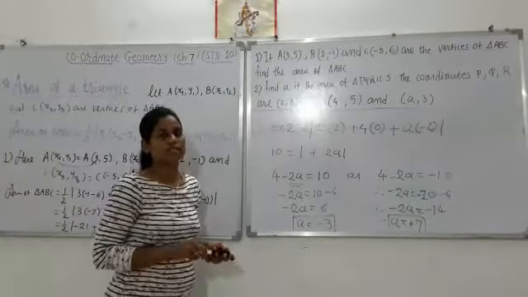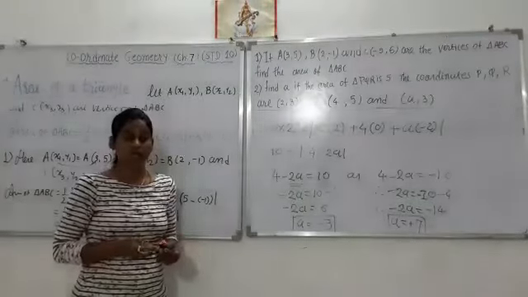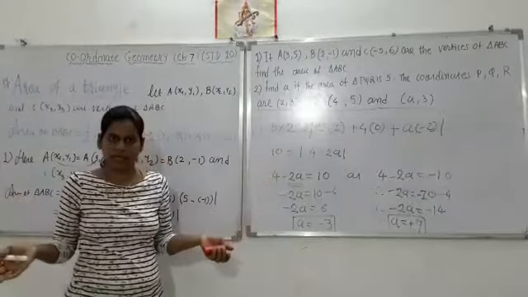If your vertices are collinear, then its area becomes 0, because whenever your vertices are collinear and lie on one line, it cannot become a triangle. That's why its area is 0.